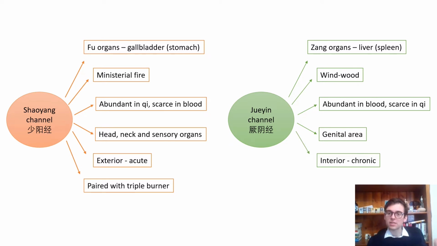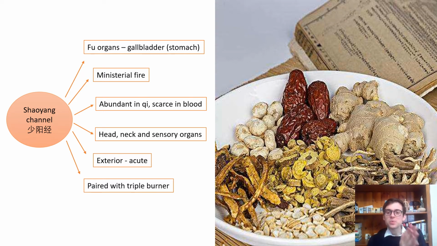So the Jueyin channel, again, is more important for interior conditions and also very important for chronic conditions, because again we're working on Zang organs, which store the vital substances: qi, blood, essence, body fluids. So the chronic aspect of the liver-gallbladder is really a Jueyin aspect. Also, it's paired with the pericardium, so we have this relationship, which is not the same as for the Shaoyang. All right, once we have this, let's analyze the constituents of the formula.